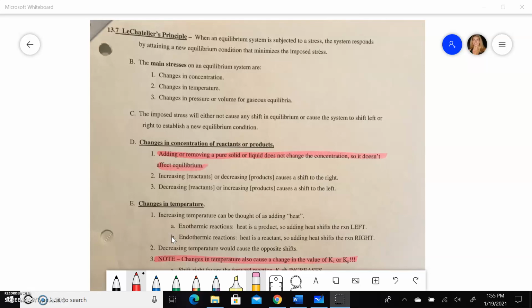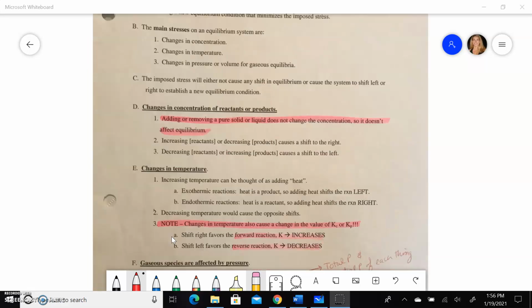So the 3 ways that you can put stress on a system are to change the concentration, change the temperature, or, if you have gases, change the pressure. And the stress doesn't always cause a shift, so we'll talk about pressure in just a few minutes. If you have the same number of coefficients on both sides, then changing the pressure is not going to cause a shift in equilibrium. But it could cause it to shift left or right to establish a new equilibrium.